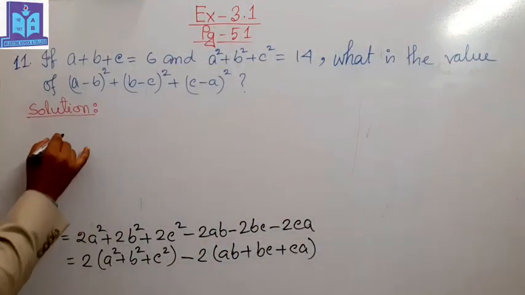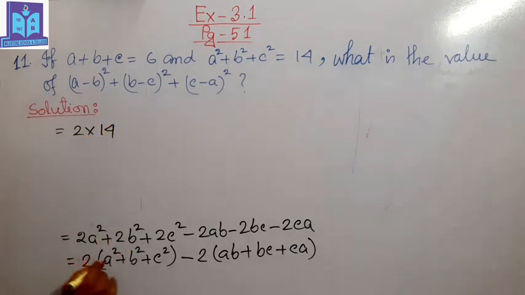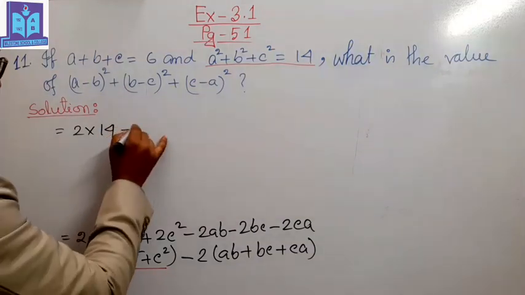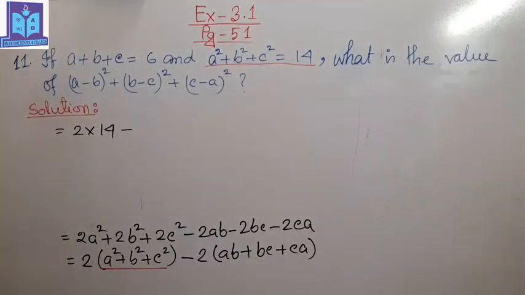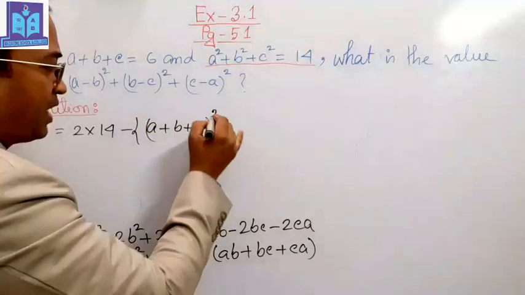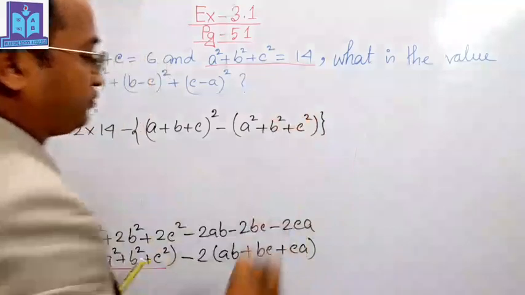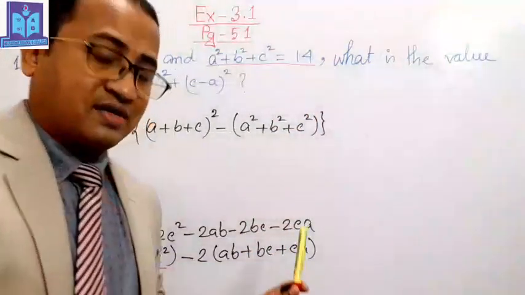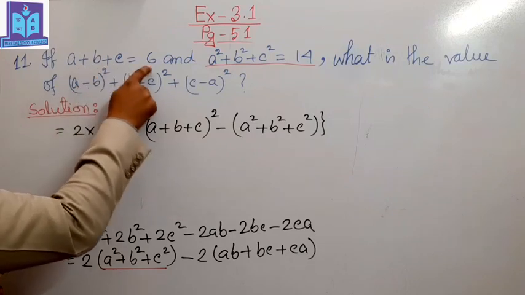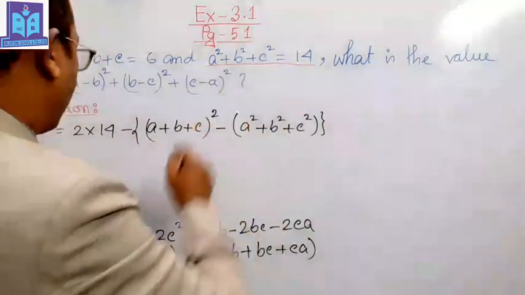So look at the board. This is 2 into 14, the value of a square plus b square plus c square is equal to 14. And minus the formula of 2 into ab plus bc plus ca, that is a plus b plus c whole square minus a square plus b square plus c square. This is the corollary of 2 into ab plus bc plus ca. Now, what is the value of a plus b plus c? Yes, it is 6. And what is the value of a square plus b square plus c square? It is 14.